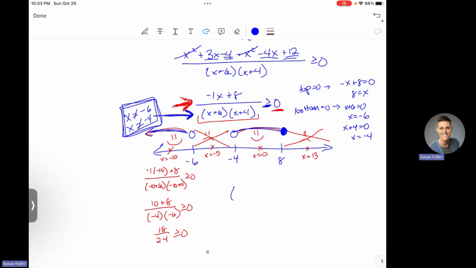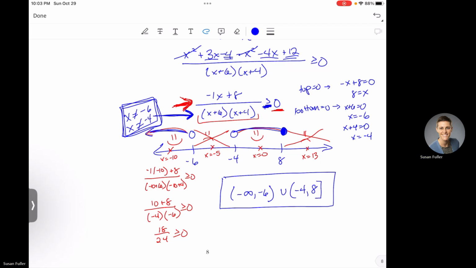which means my solution here is going to be -infinity to -6, open because that's in the denominator. And I'm going to union that with everything from -4 to 8. I'm going to leave it open at -4 because that's in the denominator. And I'm going to close it at 8 because my inequality says to include that one. And that, my friends, is the solution to this inequality.